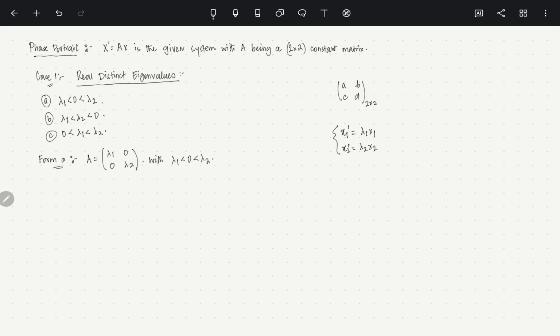Okay, so let me just write it down. We already talked about it, so I'm not discussing those parts. Let's just look at the solution now. So the solution in this case will look like this, right?